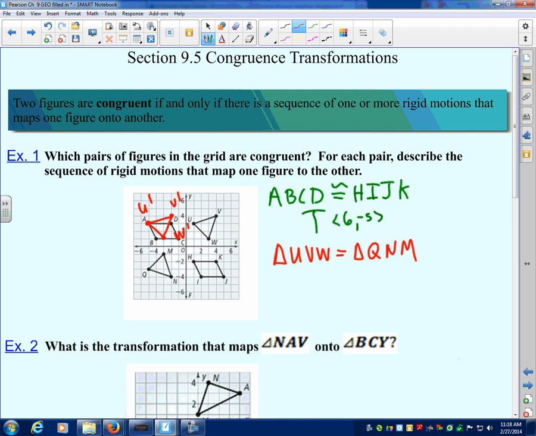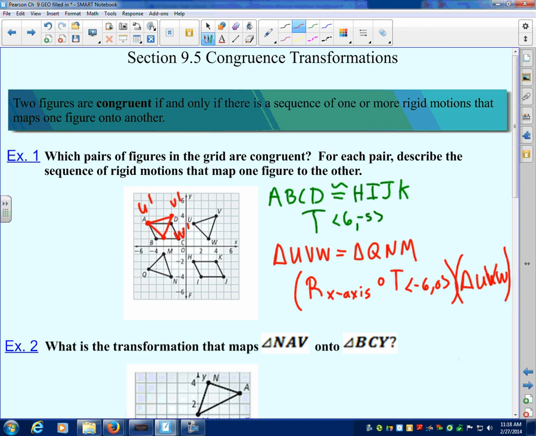So how would I use correct notation on that? We did the translation first, so it would be a composition. We'd have a reflection over the x-axis composed with a translation of (-6, 0) of triangle UVW. At least that's the one I saw.